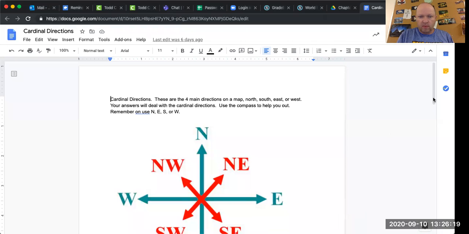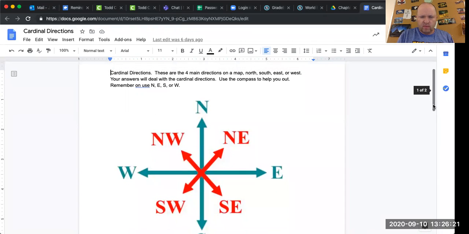All right, guys. Remember we talked about the five things with geography and finding places on a map, those types of things are part of it. So one of the things that we need to know how to do is read directions on a map. And there are eight directions. We're going to talk about the four most important ones. They're known as cardinal directions.